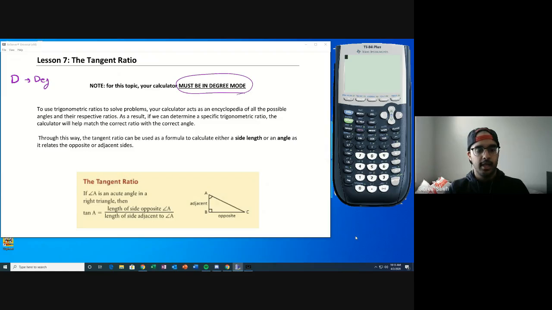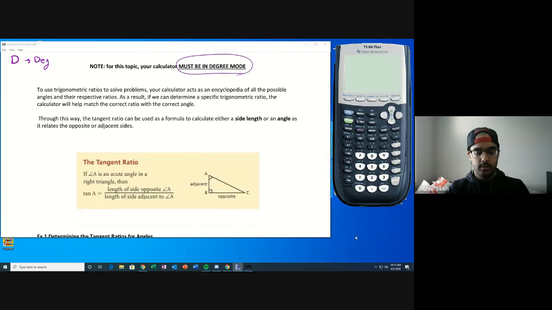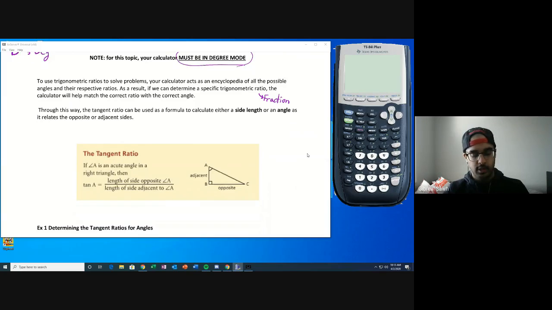As long as that's taken care of, basically what your calculator does is it stores all of the possible angles and their ratios. We're going to talk about that in a couple of minutes here. Now, if we can determine the ratio, which is going to look like a fraction, our calculator is going to be able to take that fraction and translate it into an angle for us. By doing that, we need to figure out side lengths and the relationship between them. So we've got to make sure we can label our triangle first to use the correct ratio.